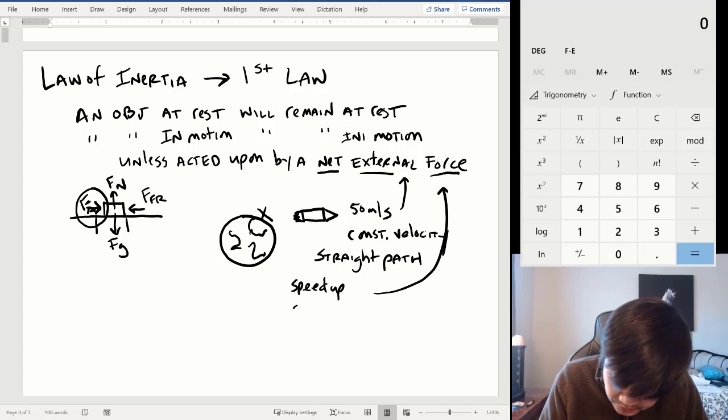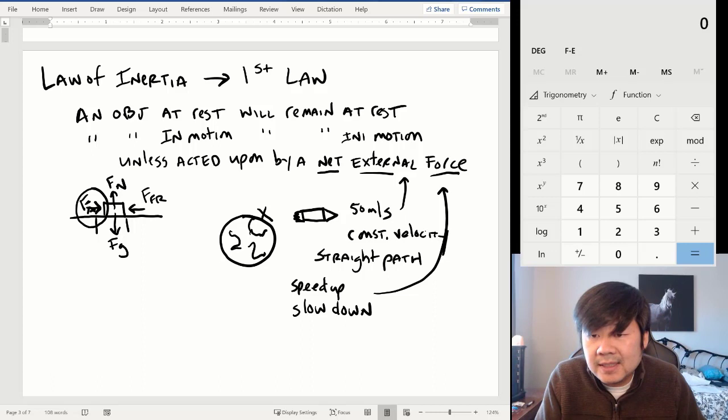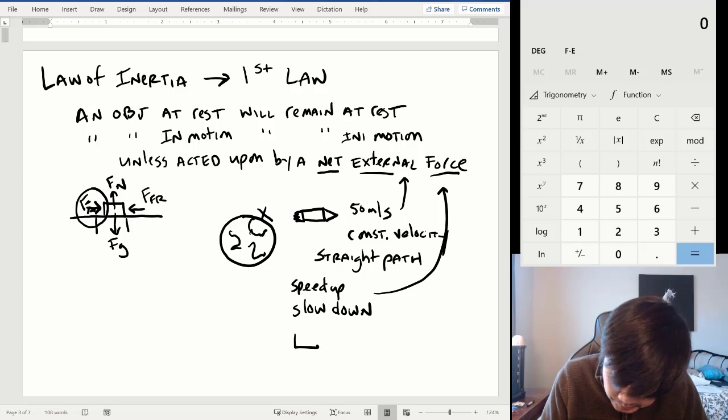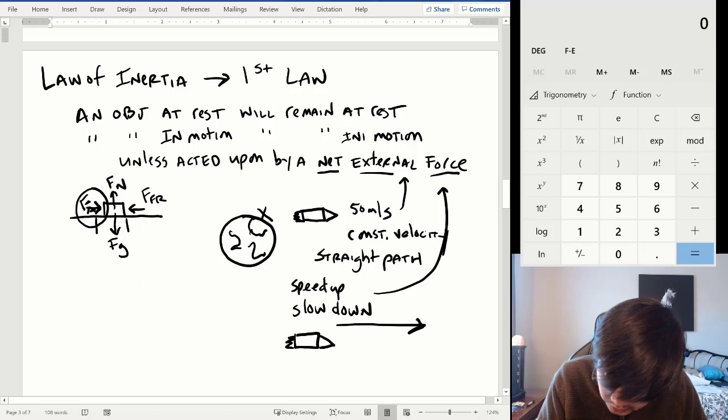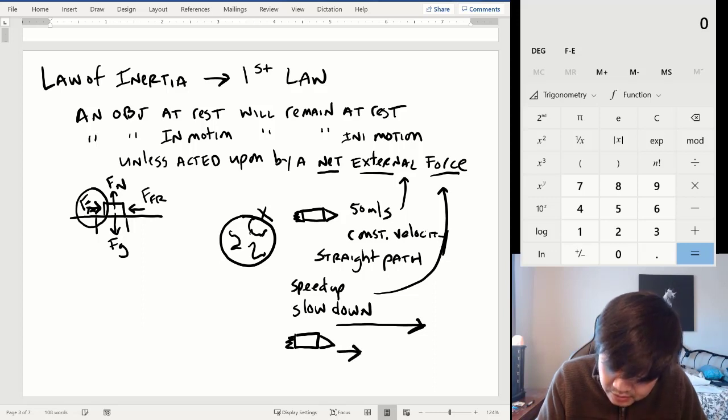Now, what happens if it wants to slow down? It also needs a net external force. But what's the difference between those going to be? It's going to be the direction of the force, which is why it was very important to know that forces are vectors and they have direction. So let's take this rocket right here. Let's say it's moving in this direction right here. If we want this to speed up, then the force here has to push it in that direction, right? It's already moving. That force has to be in the same direction as the velocity, and it'll speed up.